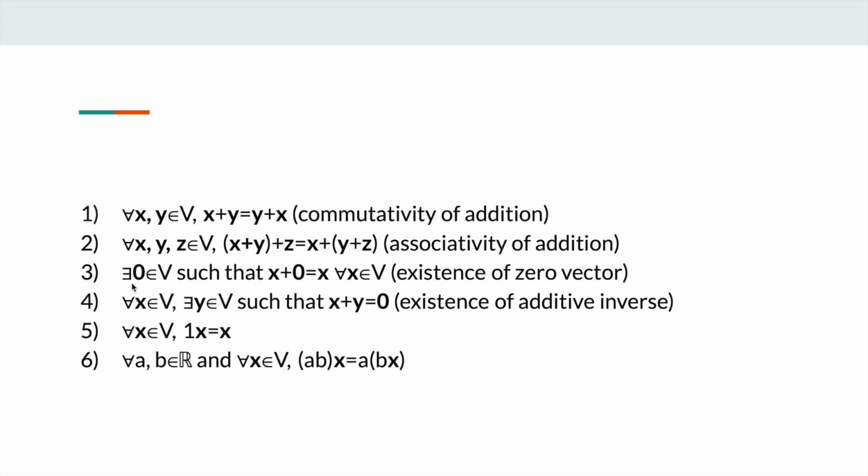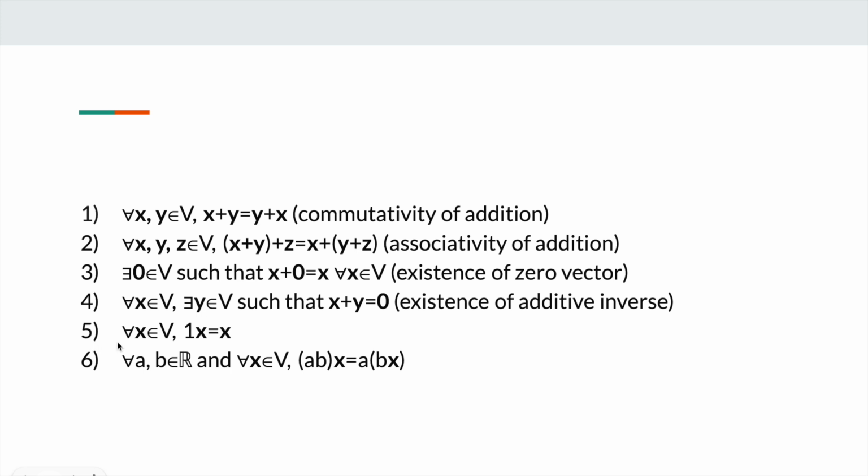Condition 3. There exists a zero in V, which we call the zero vector, such that x plus the zero vector is equal to x itself for all x in V. Condition 4. For all x in V, there exists a y in V such that x plus y is equal to the zero vector. That's the existence of additive inverse.